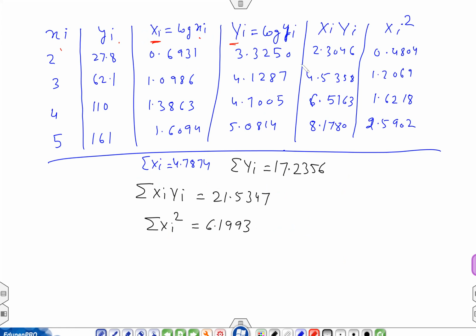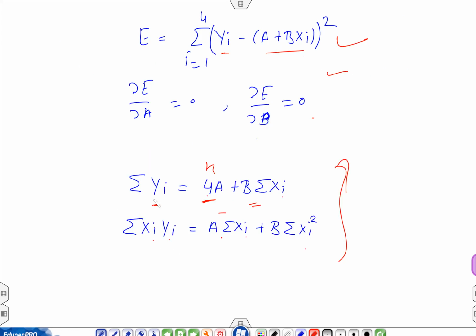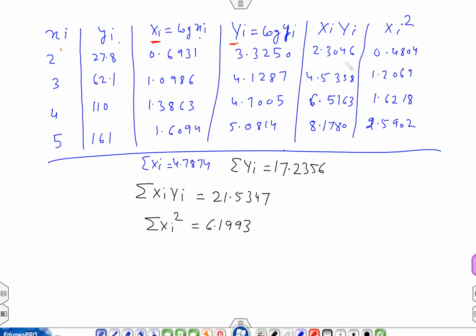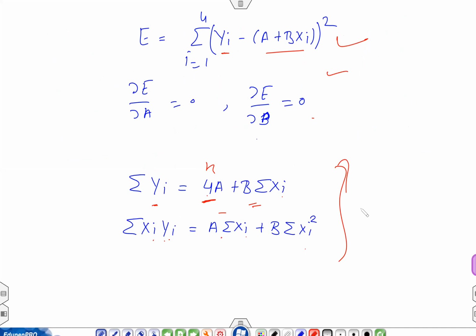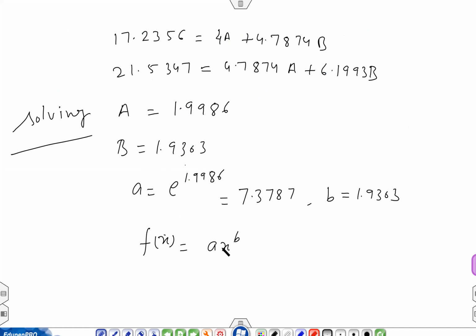Now, in order to apply this formula, we require summation of xi yi and xi square. So we can form these values in the table: xi yi and xi square. After that, we have to find the sum of these values. We computed them and just put these values into these two equations. Solving these equations, we get the values of capital A and capital B.